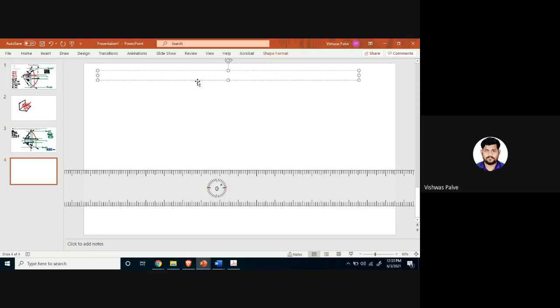Still we have 45 minutes with us. Yes. So we can complete this. So the question is, draw the projection of 80 mm long line AB, which measures 50 mm.